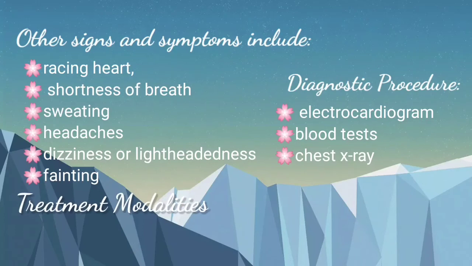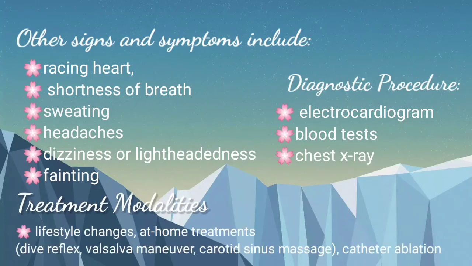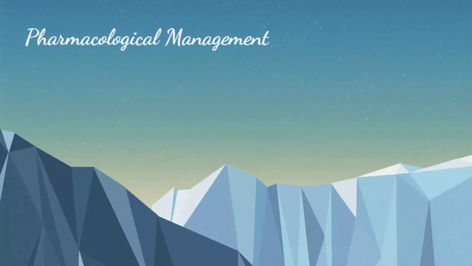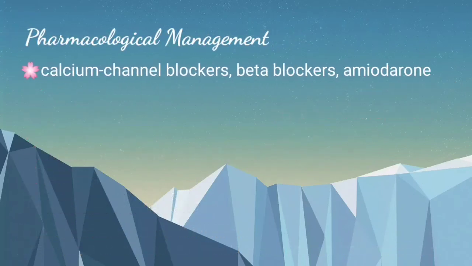Treatment modalities include lifestyle changes, at-home treatments such as diving reflex and Valsalva maneuver or carotid sinus massage, and also catheter ablation. Pharmacological management includes calcium channel blockers and beta blockers, both of which reduce blood pressure, as well as amiodarone, which is an antiarrhythmic medication used to treat or prevent irregular heartbeats, may be prescribed.